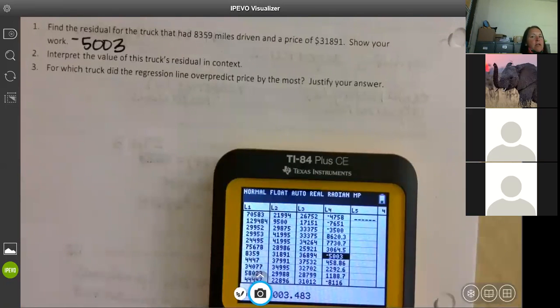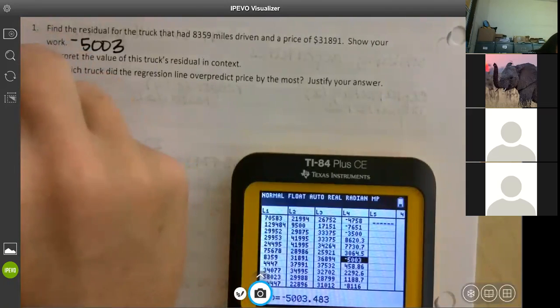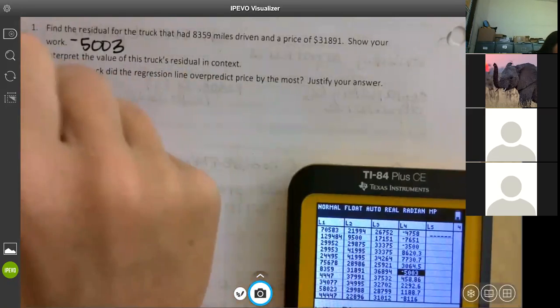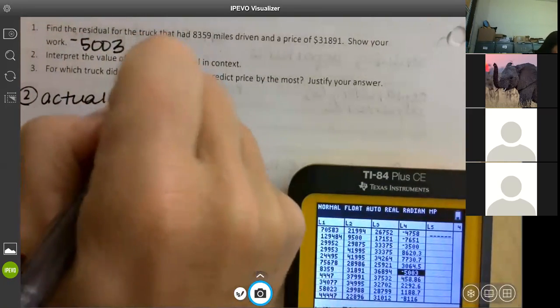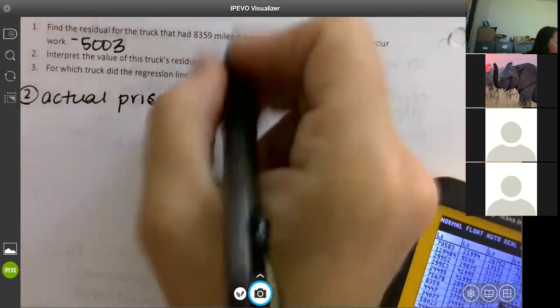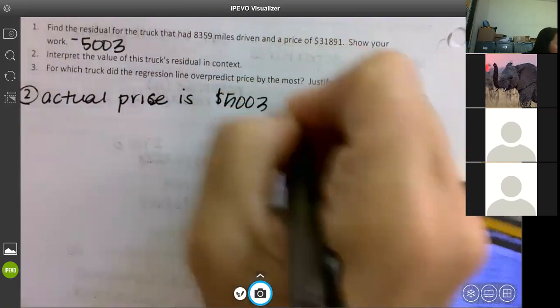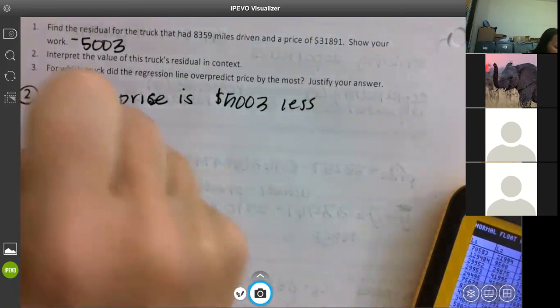Interpret the value of this truck's residual in context. What does this mean? What about the actual price? The price was $5,003 lower than what was expected. Yes, the actual is $5,003 less than predicted. Oh, I was reading it backward.